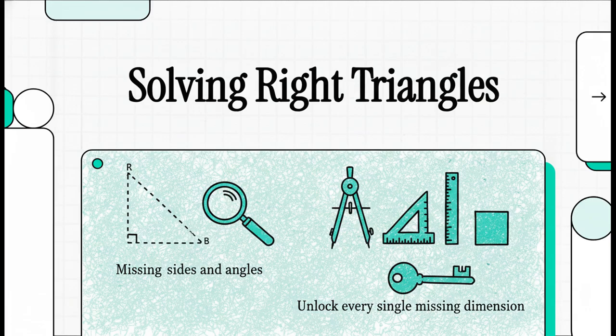Or how navigators pinpoint the exact distance to a ship way out on the horizon? Well, spoiler alert, they don't guess. They use a very specific, highly specialized math toolkit. And today, we're going to look at how we can use those exact same properties to unlock literally every single missing dimension of a right triangle.